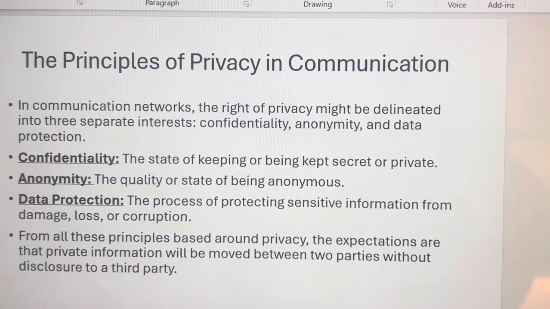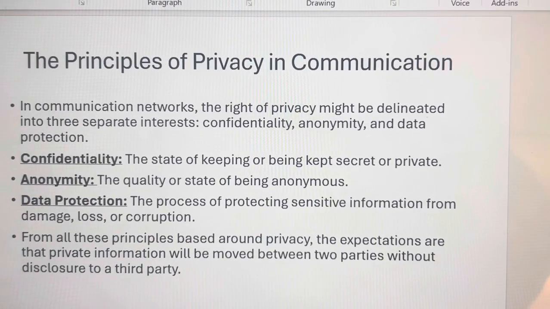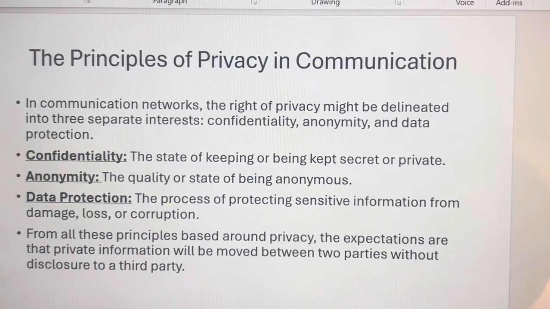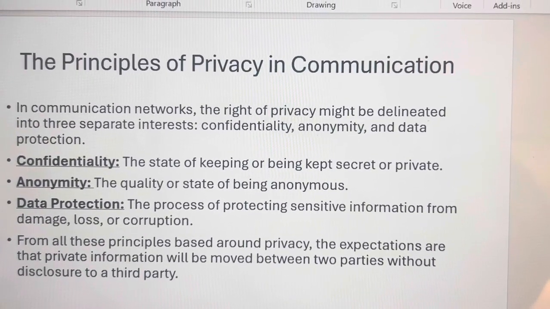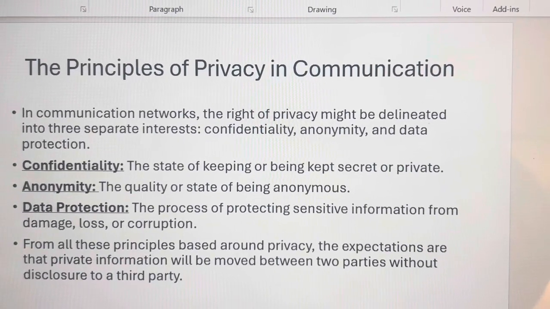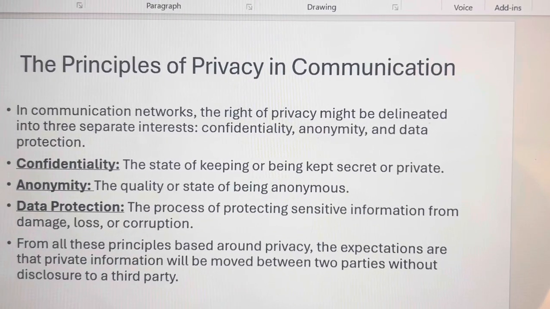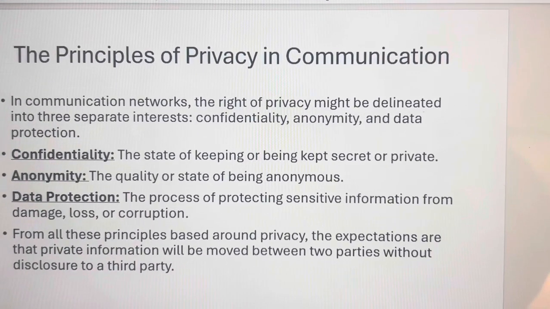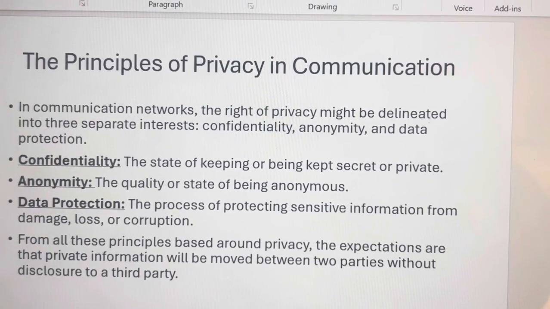The principles of privacy in communication. One recommendation that was needed for this assignment, and I've chosen privacy in communication. In communication networks, the right of privacy might be delineated into 3 separate interests: confidentiality, anonymity, I think that's how you pronounce it, anonymity, and data protection.